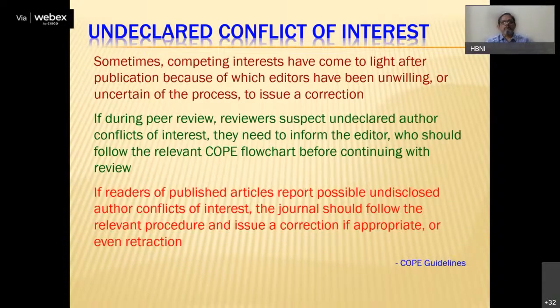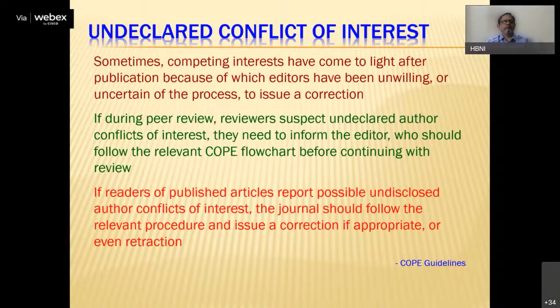As I have already informed, this undeclared competing or conflict of interest comes to light after the publication of the paper. And because that happens, the editors are sometimes unwilling or uncertain of the process to issue a correction.